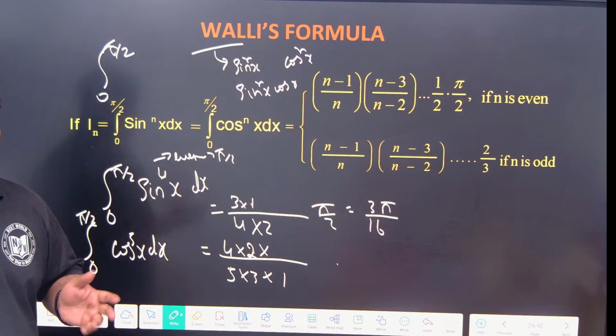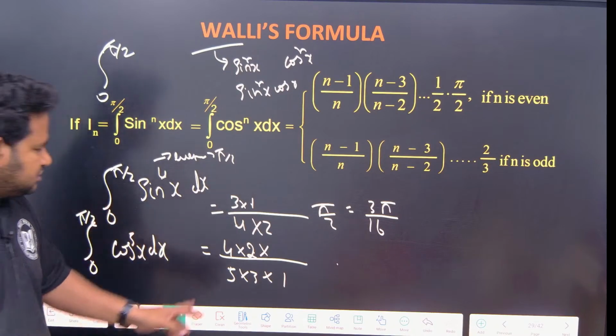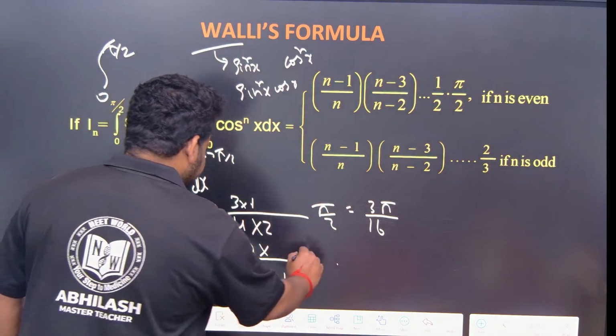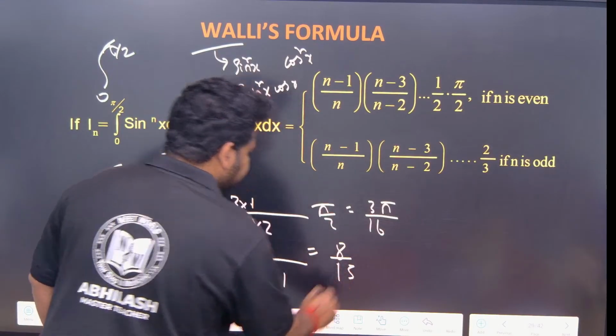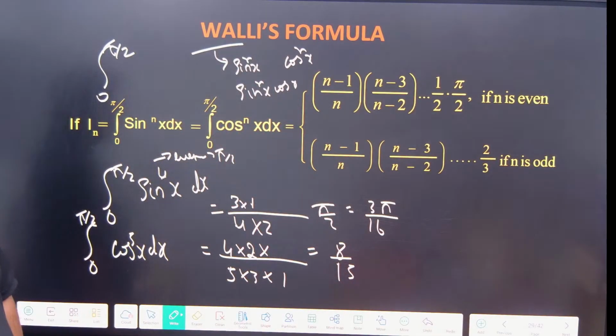If it is odd, no pi by 2. That's all. So this will be 8 by 15. That's all. 8 by 15 is the answer.